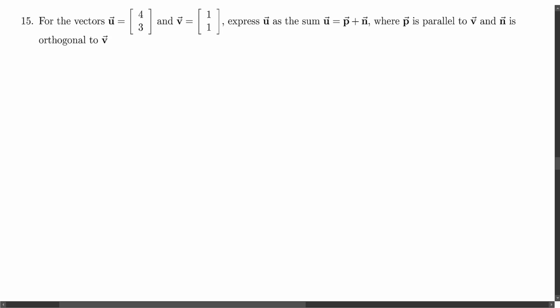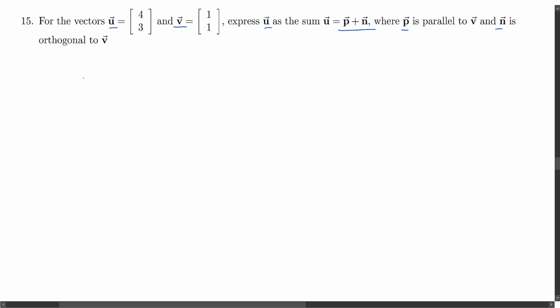This is getting a little bit long. The last thing I want to do is let's actually look at an application of this. So we've got something of an application. We've got two vectors, u and v. I've given them in column vector notation. And we want to express the vector u as the sum of two vectors where one of them is parallel to v and one of them is orthogonal to v.